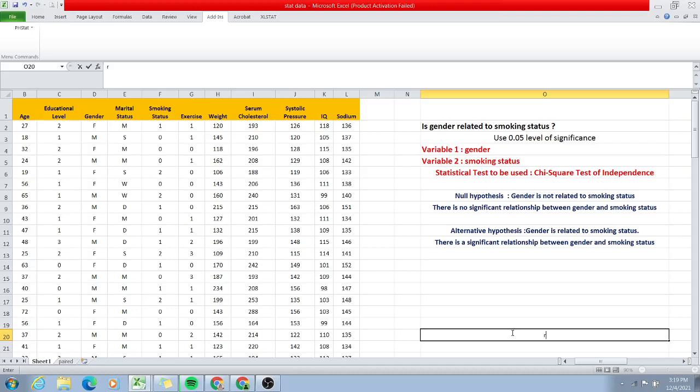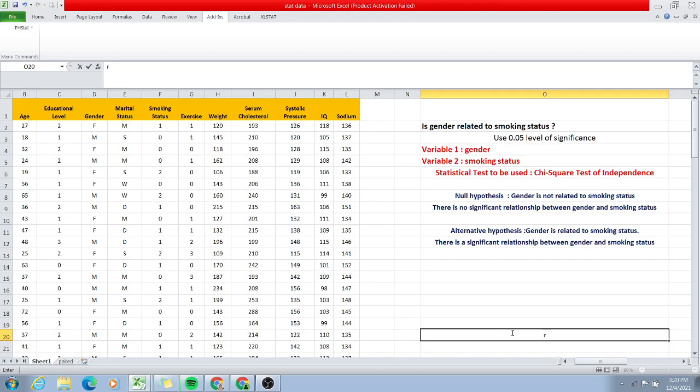Hello, this is another video tutorial on how to use PHSTAT for chi-square test of independence. Chi-square test of independence is a statistical test that is used to determine if there is a significant relationship between two variables where the two variables are measured either at the nominal level or at the ordinal level.